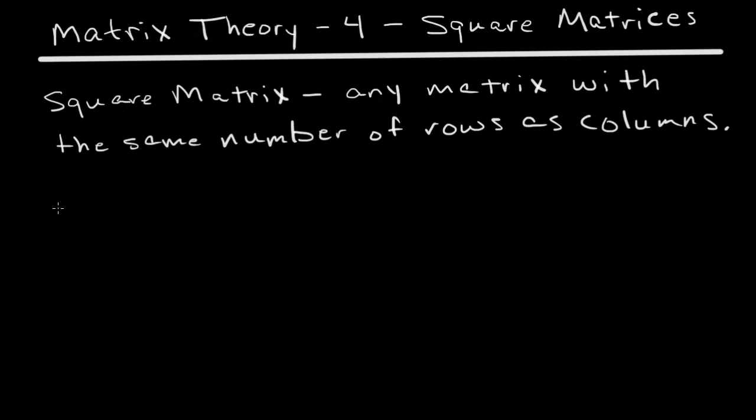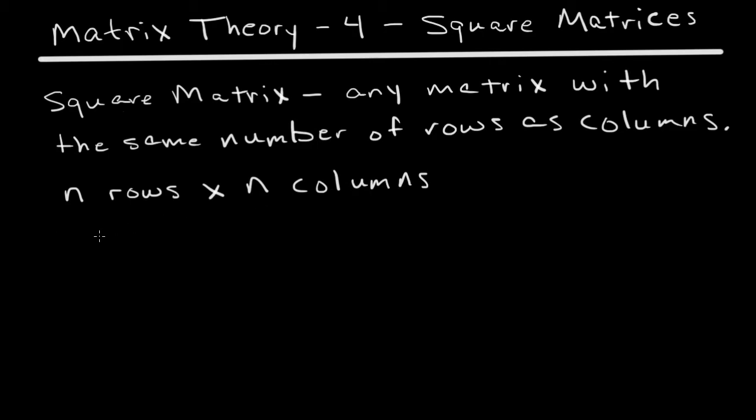So what that means is you're going to have a matrix with a certain number of rows, let's say n, and if that matrix has n rows, then it must also have the same number of columns. So the number of columns must be n.